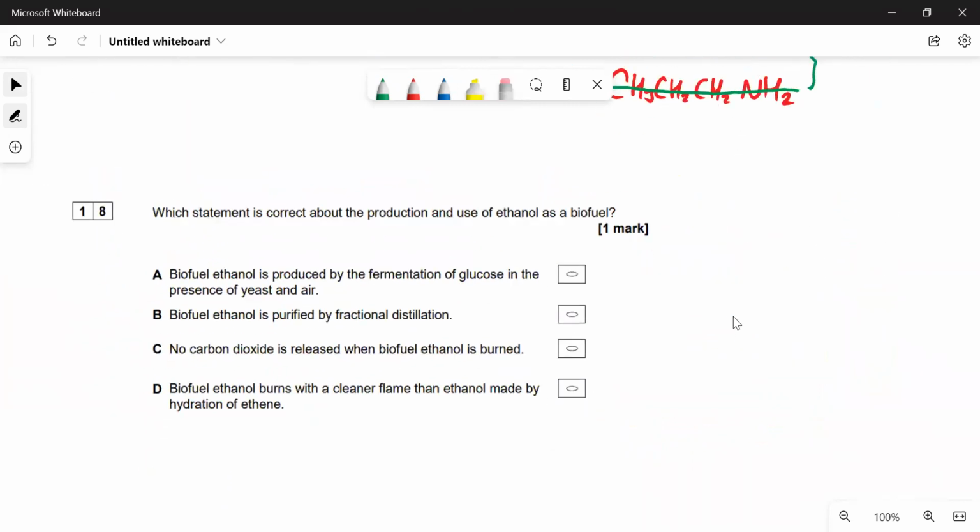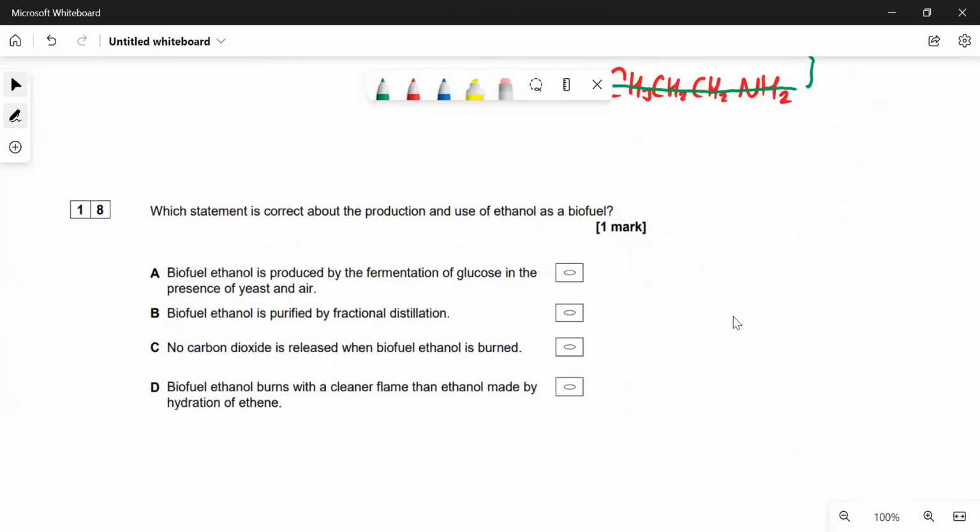Question 18, okay, correct about the production of ethanol as a biofuel. Now, ethanol, you ferment from glucose, which is grown from a plant. You end up with a 15% solution of ethanol, because any stronger than that kills the yeast, and the yeast all dies. So then you have to do fractional distillation to get 100% ethanol. Okay, let's see about that then.